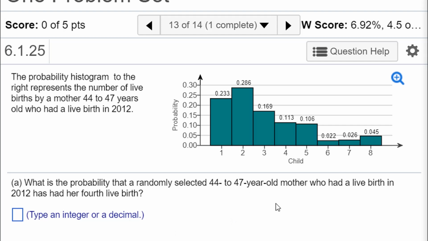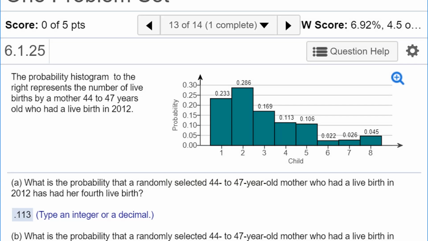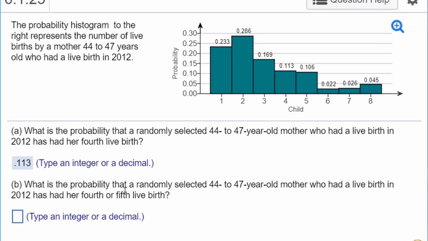Let's look at this. The probability that a randomly selected 44 to 47-year-old mother who had a live birth had her fourth live birth. Okay, so the fourth, that means we just have to look at the histogram and read. On the bar 4, we have 0.113. We don't need any special calculator to do this. What's the probability, fourth or fifth?